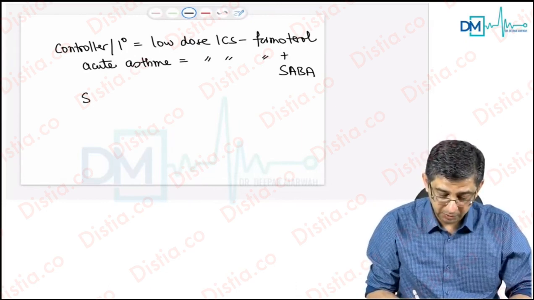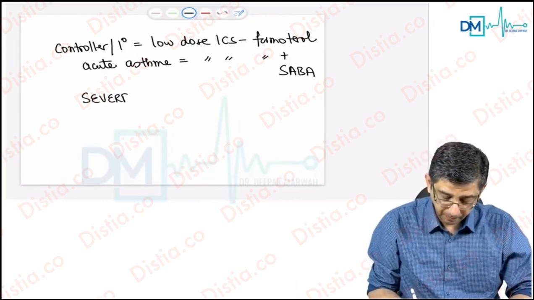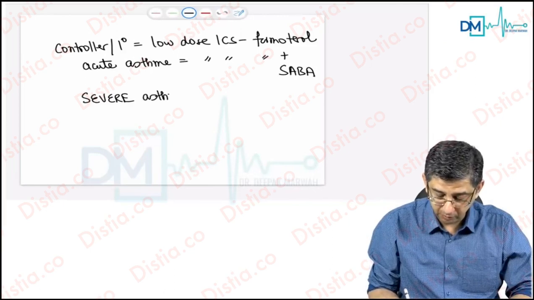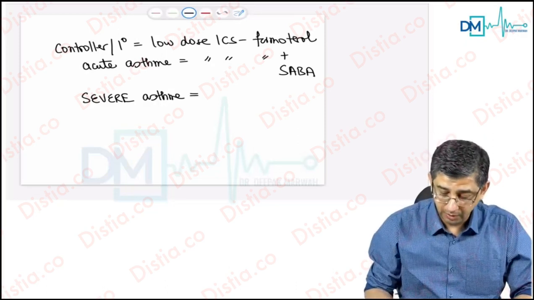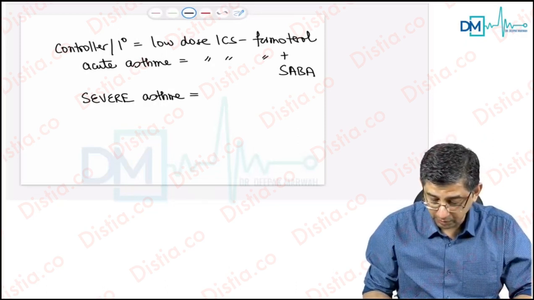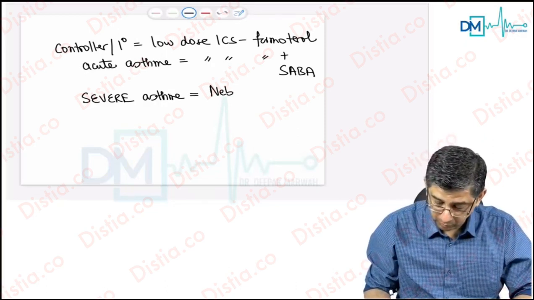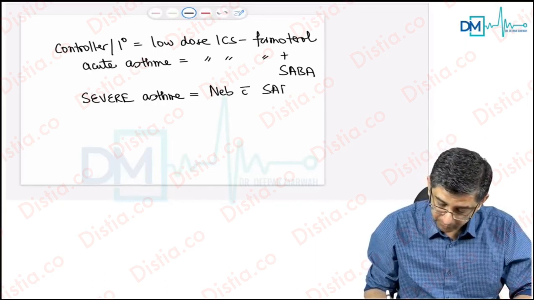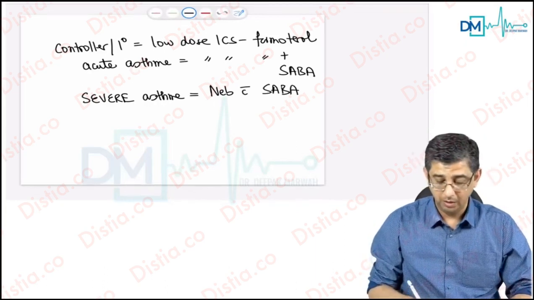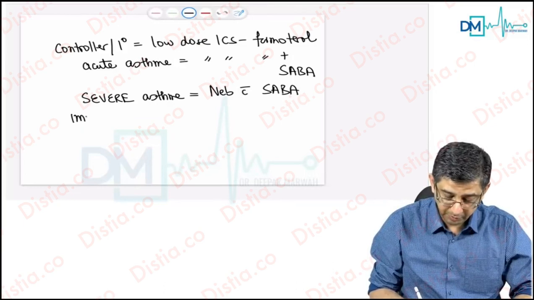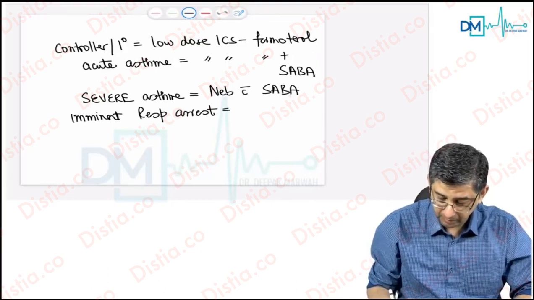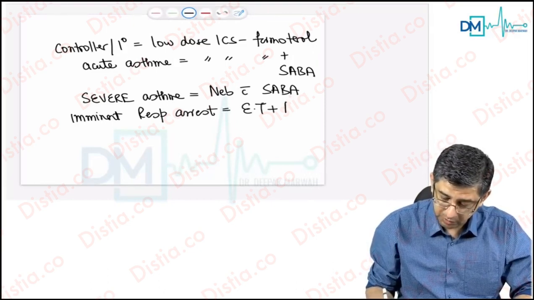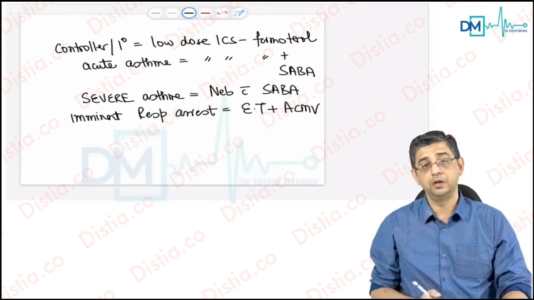However, if he says the word severe acute asthma, where the PEF or the forced expiratory volume of the patient would be less than 40%, then you will have to answer nebulization with salbutamol in the patient along with IV hydrocortisone. If he says imminent respiratory arrest, then elective intubation of the patient is recommended. The patient should be put on assisted controlled mechanical ventilation.